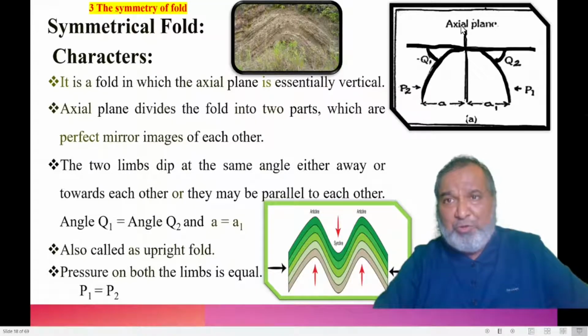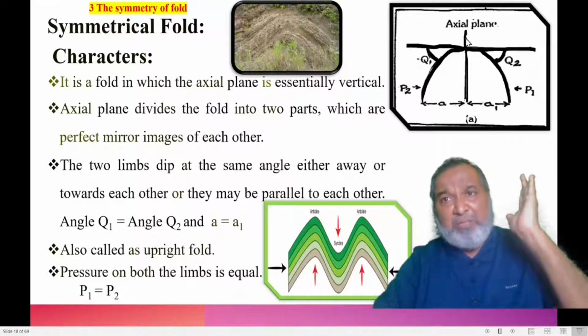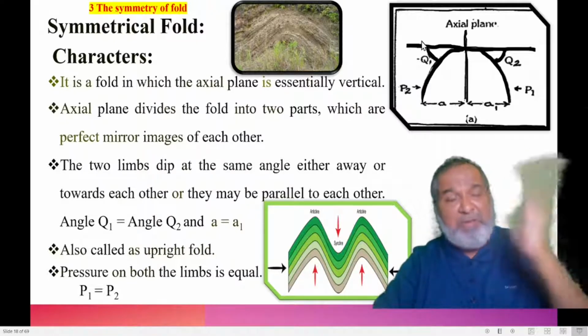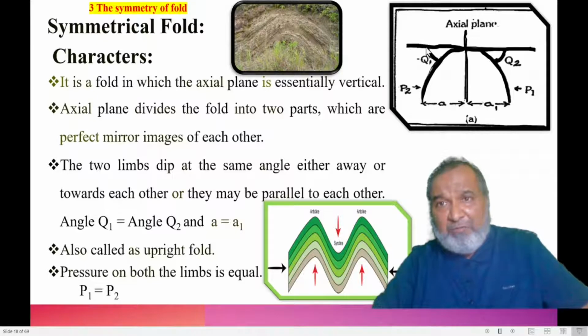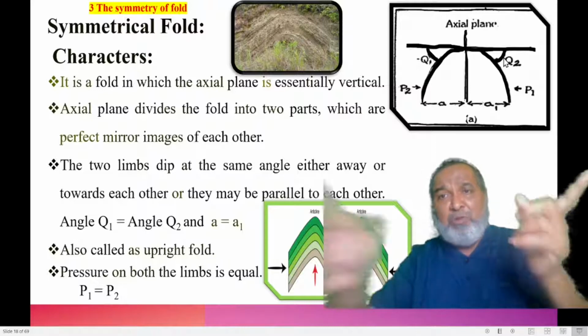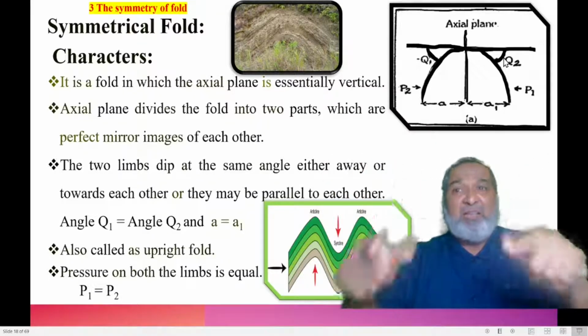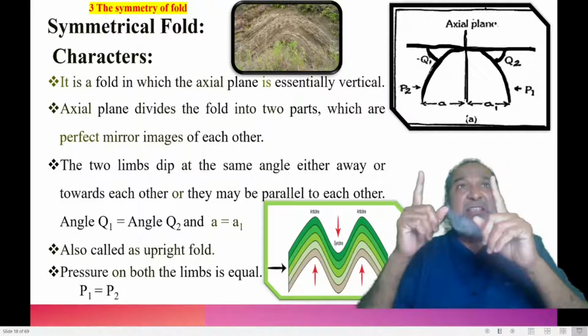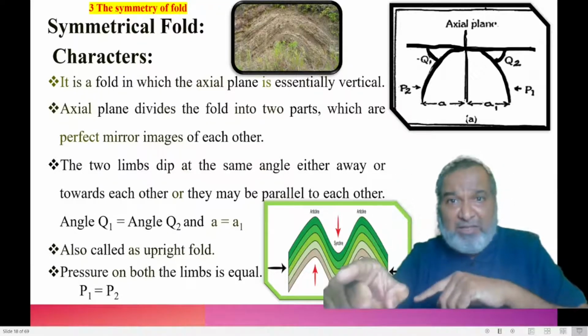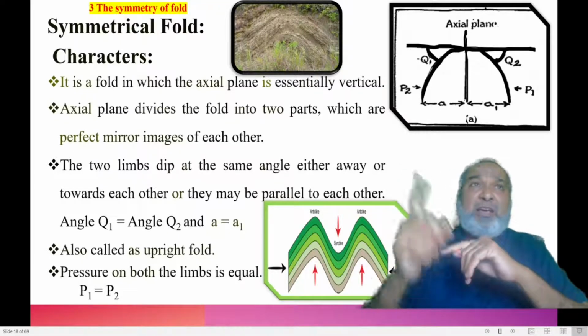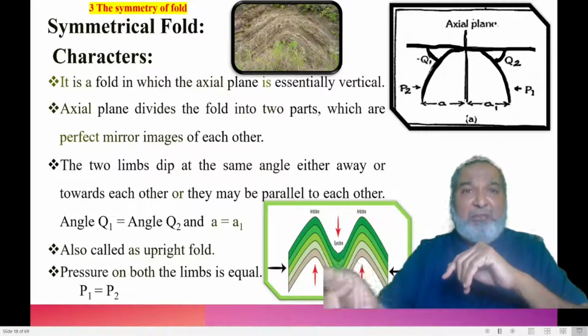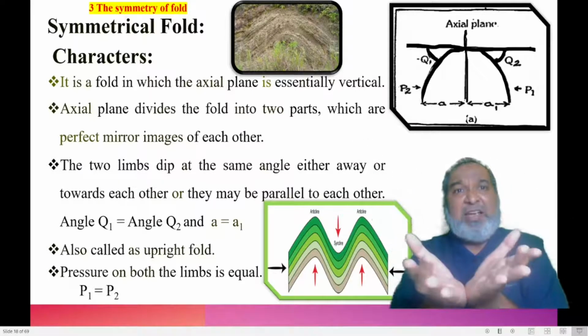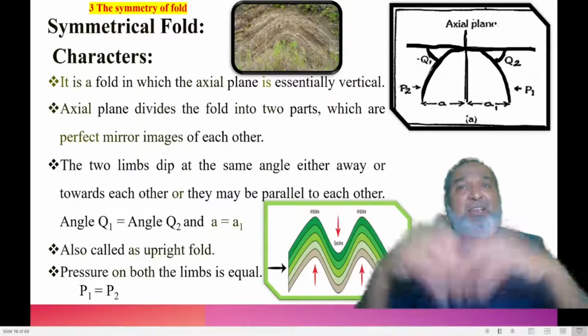Say here we have shown an anticline. The axial plane is an imaginary plane, and you have to imagine it. With this imagined plane, you can see that whatever the angle, theta 1 or theta 2, on both sides it is the same. Then it is a symmetrical fold. Since this is an anticline, it is called a symmetrical anticline fold. When there is a syncline, then it is a symmetrical syncline.